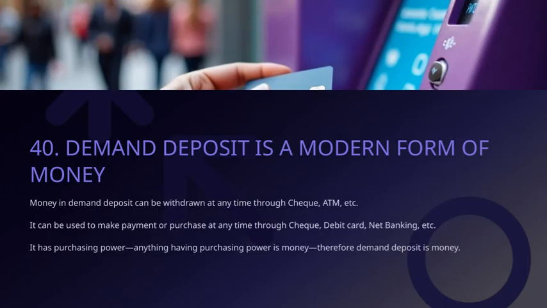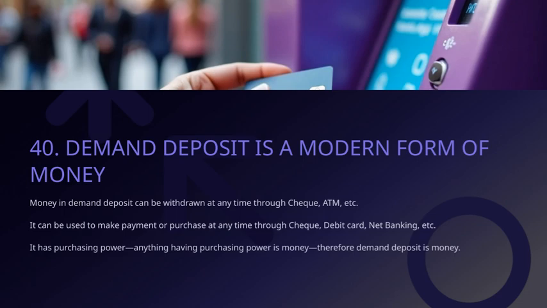Let's talk about demand deposits and their role as a modern form of money. Essentially, anything that has purchasing power is considered money, and demand deposits fit right into this category. This means that when you have a demand deposit, you have money that you can use for making payments or purchases. You can access this money at any time through various means like checks, debit cards, or net banking. It's very flexible and convenient.